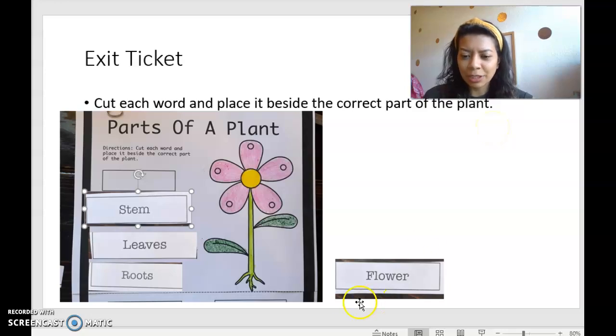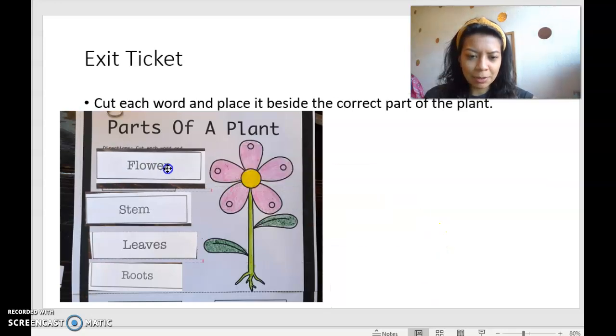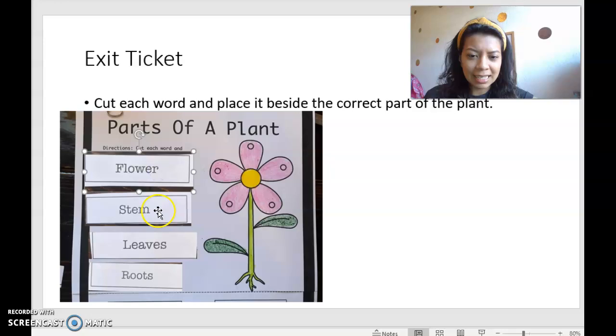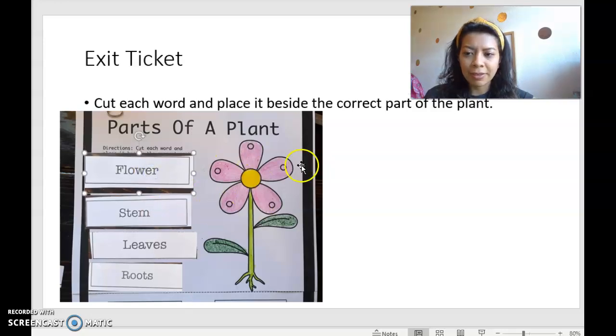And our last word here is flower. Where on my plant is the flower located? If you said up at the top, you're correct. Yes, remember, the flower is the main part of the plant. It's the thing that's bright in color and at the very top. Remember, petals, pollen, and seeds are all found in the flower.